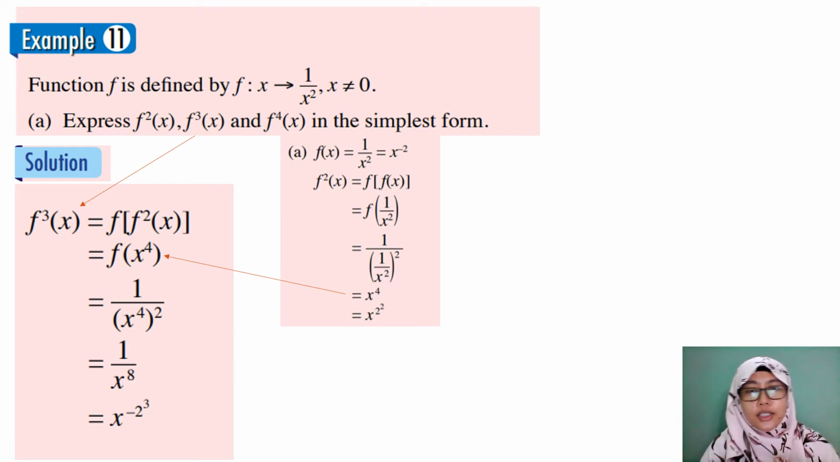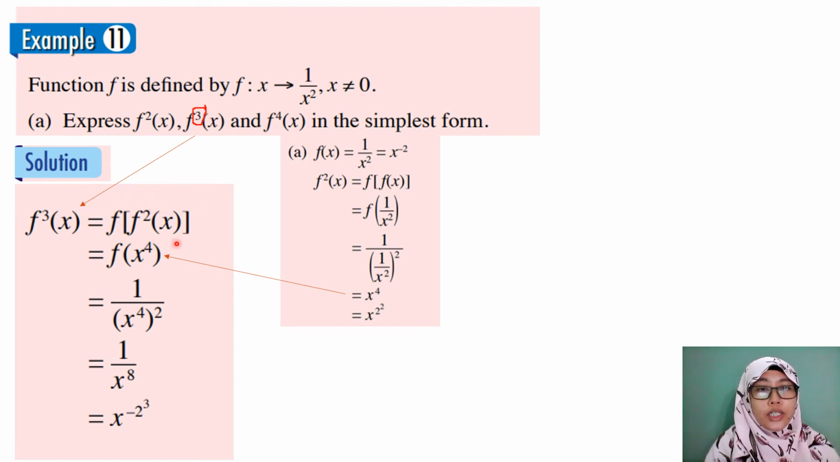Okay, cikgu dah terskip, tak apa, it's okay. As final answer x power of 4. Okay, so the question is f3x. Okay, f power of 3, your mindset is f times f power of 2, right? Sebab 1 and 2, if you plus, you akan dapat power of 3. So, your method is f bracket f square. Your method must be f bracket f square x.